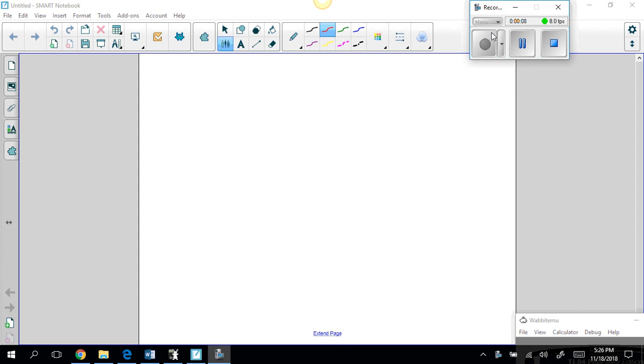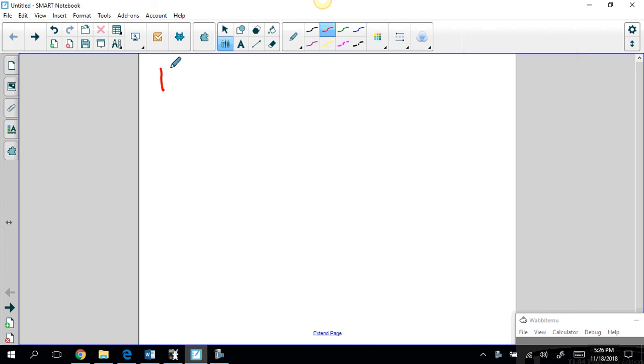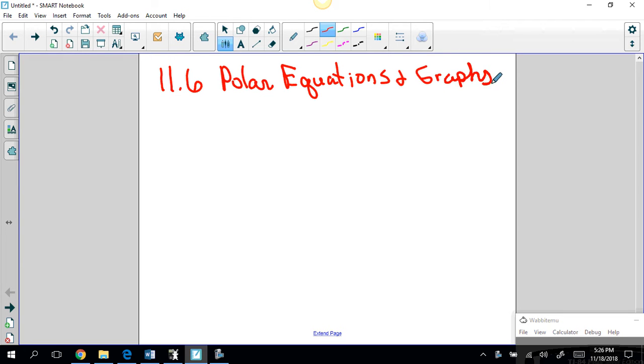It's polar equations and graphs. So 11.6, polar equations and graphs. Well, here's the deal. We're not in the imaginary world anymore. We're in the XY plane again, right where we were the first day of class. And yes, we're still plotting some point x, y. And yes, we're still in trig.